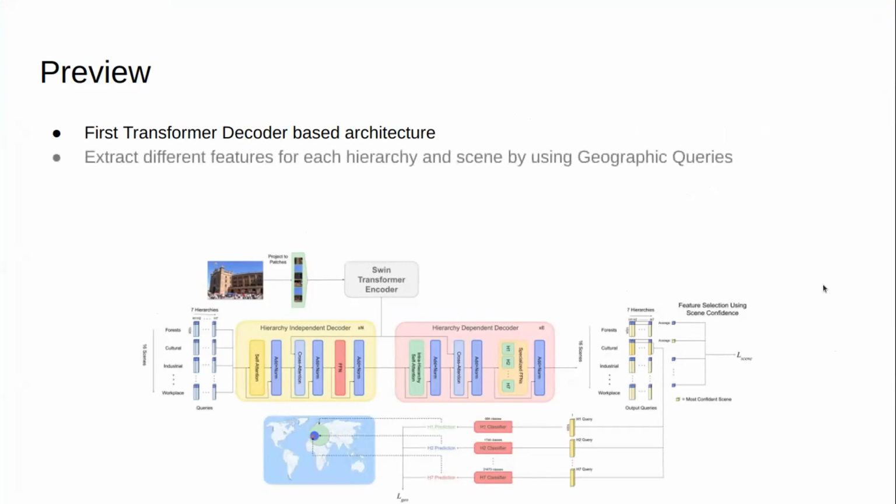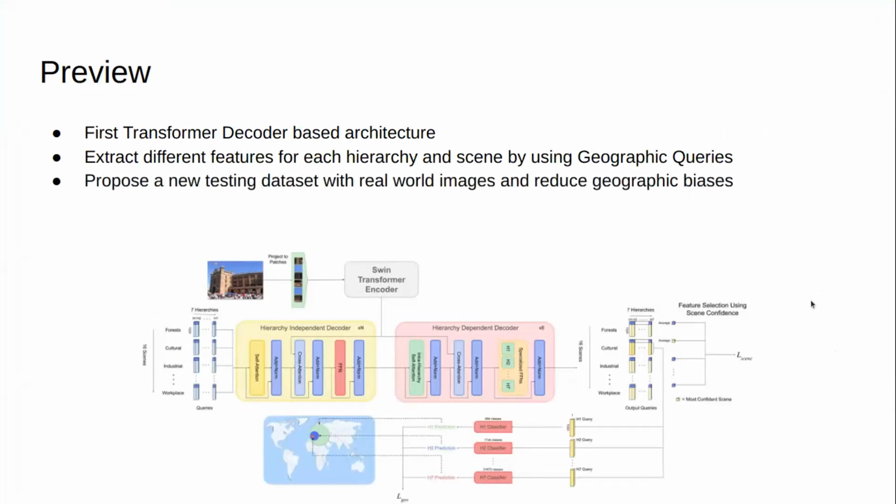As a quick preview of our paper, we're the first transformer decoder-based architecture to solve the worldwide image geolocalization problem. We extract different features for each hierarchy and scene by using geographic queries. We propose a new testing dataset with real-world images and reduce geographic biases that are found in existing testing sets. And we improve location prediction on existing datasets by as much as 40%. Here we can see our overall model diagram, which I'll go over in the coming slides.